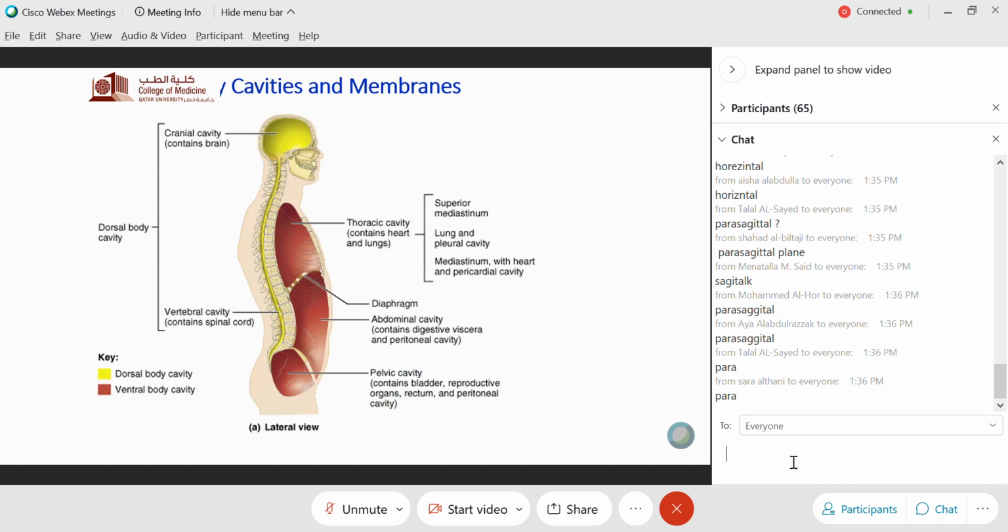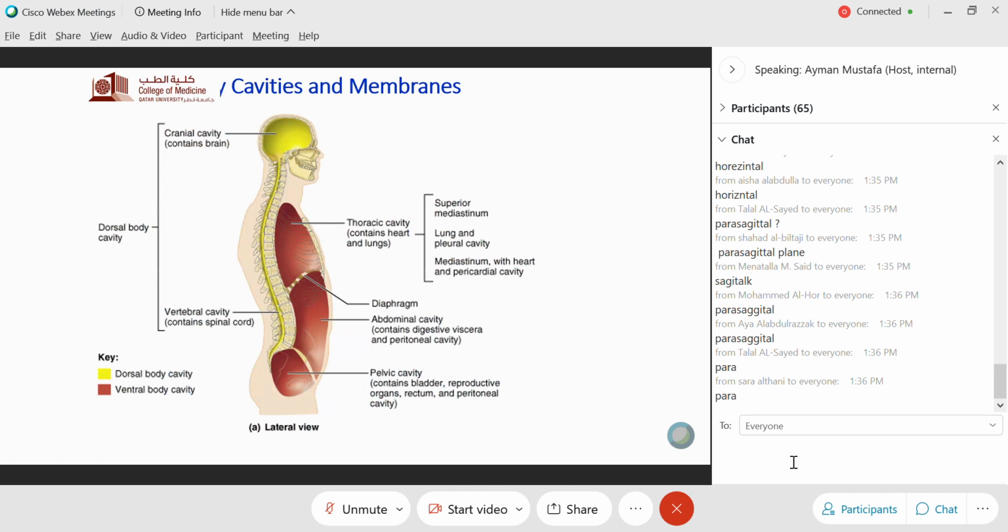Another thing you need to identify is the body cavities and membranes. We talked about two main body cavities, the dorsal and the ventral body cavities. And the dorsal group, we said it has the cranial cavity. This is where your brain is located. And we have the vertebral cavity. This is where your spinal cord is located. So these are the dorsal cavities.